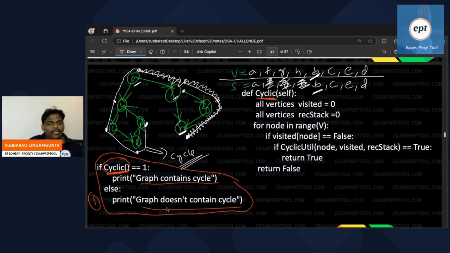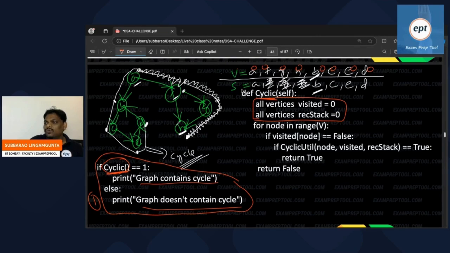Let us assume the graph doesn't contain a cycle, and I call the cyclic function. As soon as you come to the cyclic function, the widgeted (visited) array is initially 0 for every vertex.